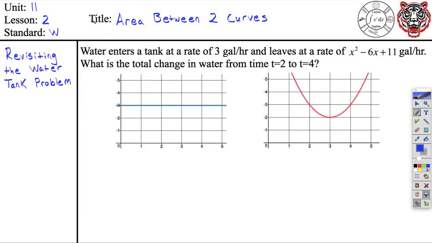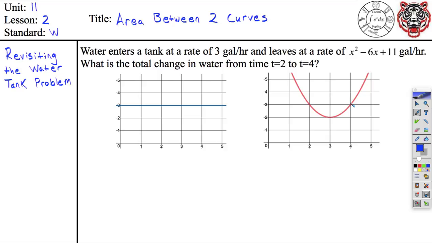So the important points that we need to have are 2 and 4 on our graph, and you know that the line goes at 3. And then we're also going to graph x squared minus 6x plus 11. This is what it looks like. Notice that it goes through the points (2, 3) and (4, 3), which is a nice parabola because it intersects at nice points. Lattice point is a fancy way of saying it goes through an integer point. Integer x, integer y.